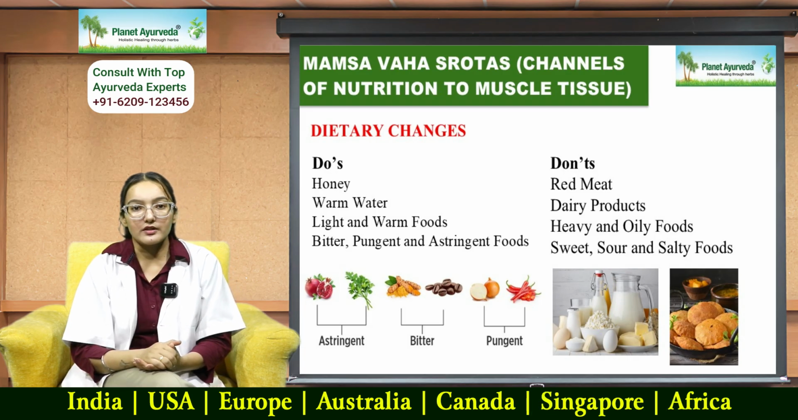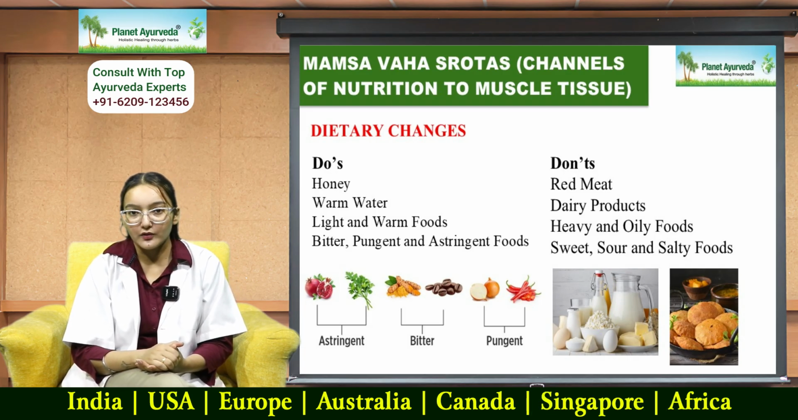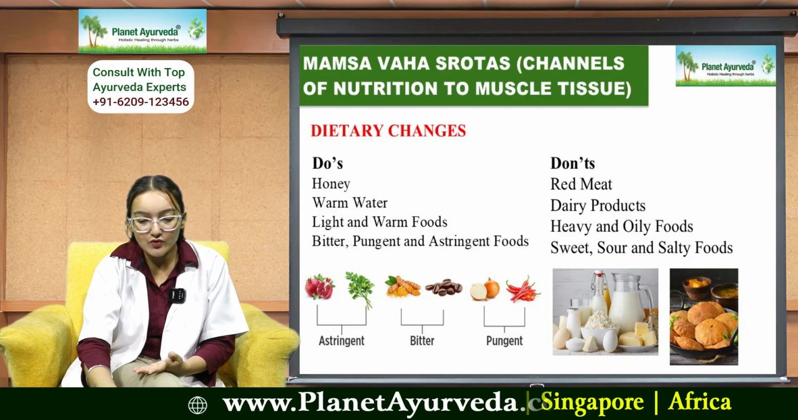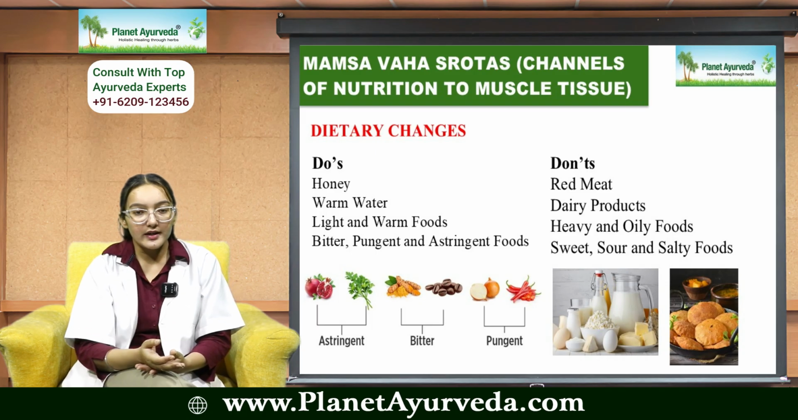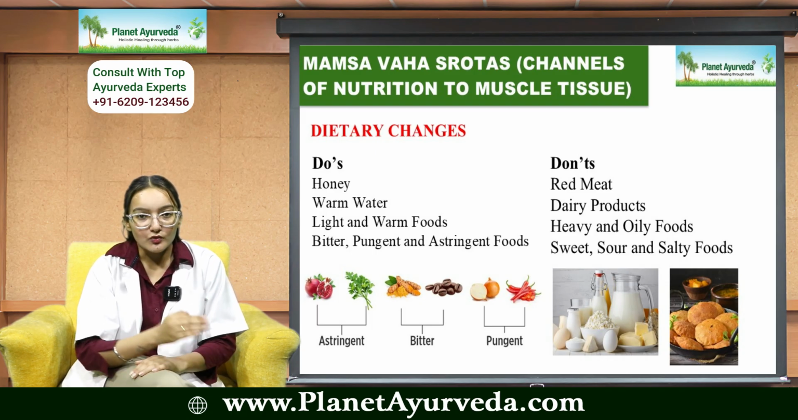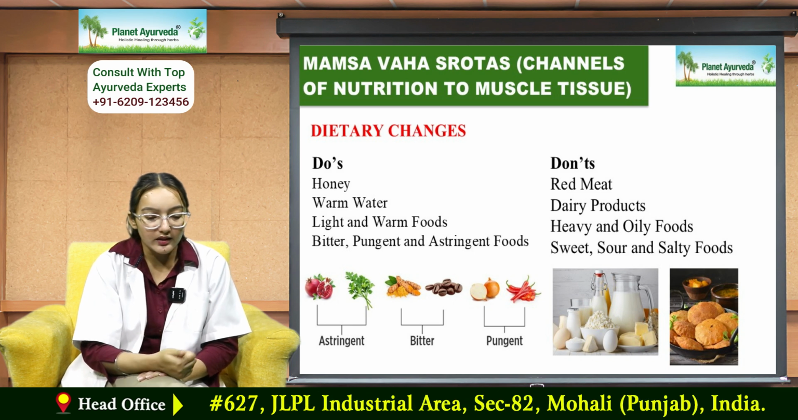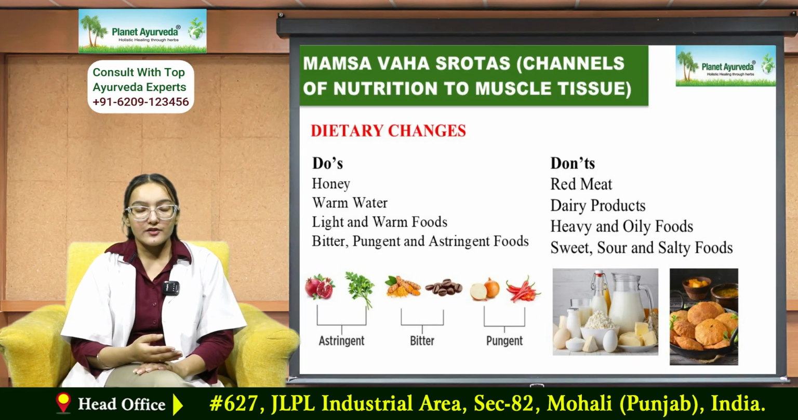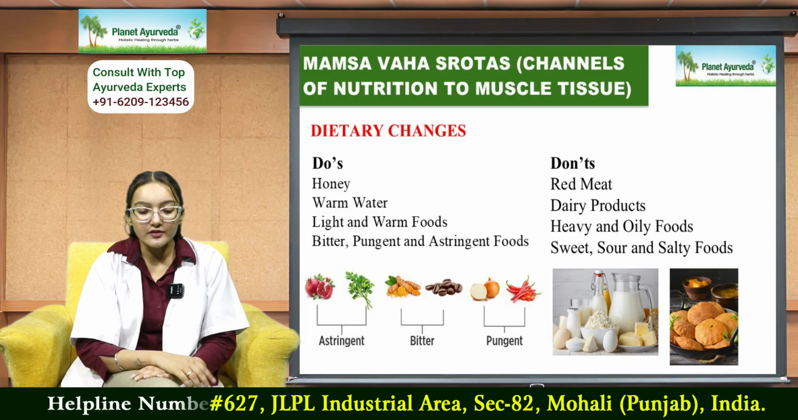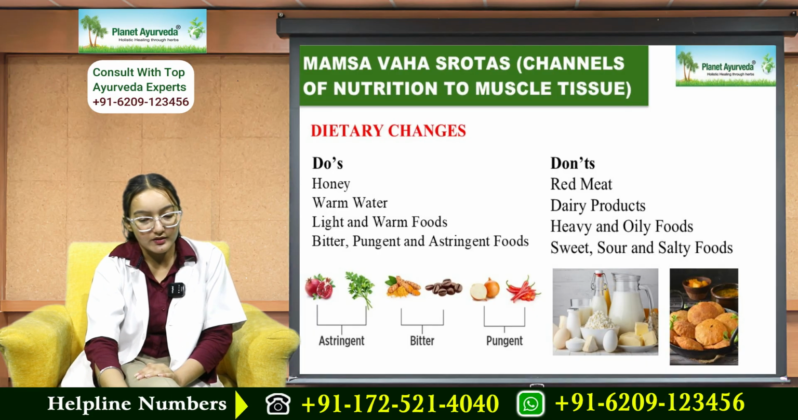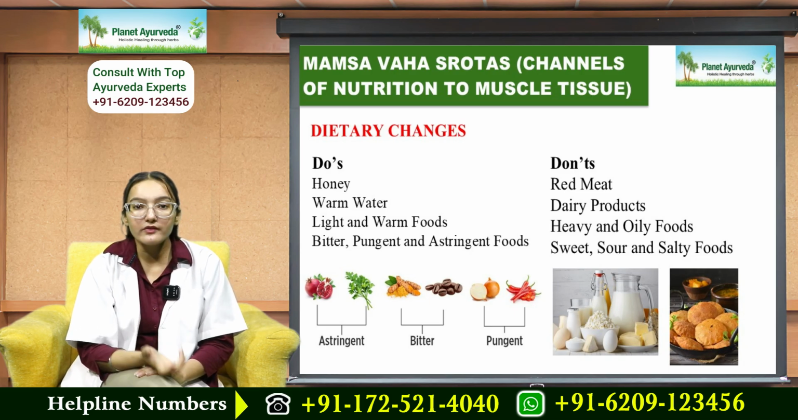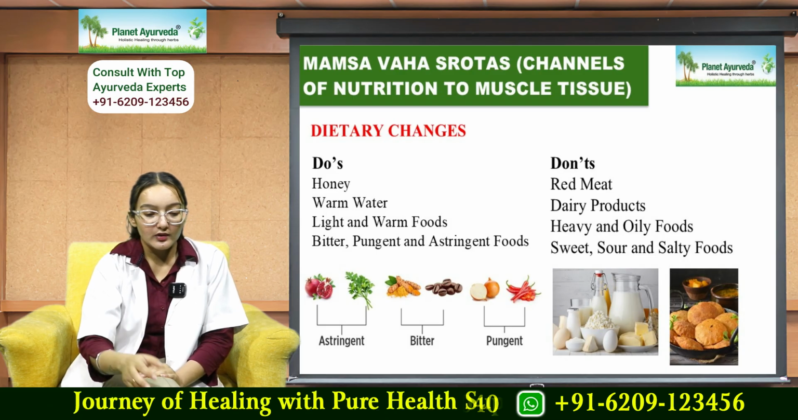Then comes the dietary changes. What kind of dietary changes can one make? Basically, there will be an increase of muscle tissue in such cases. Then they have to take food items that can reduce the kapha dosha. They can take honey, warm water, light and warm foods, and bitter, pungent and astringent tastes. These are the dietary changes that one can make whenever there is excess of muscle tissue or excessive flow of nutrition to the muscle tissue.